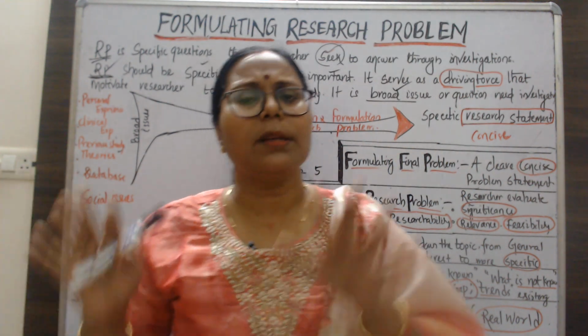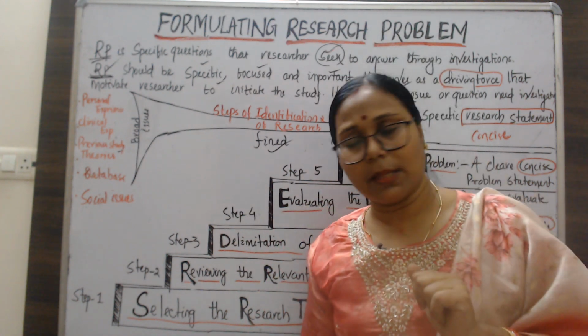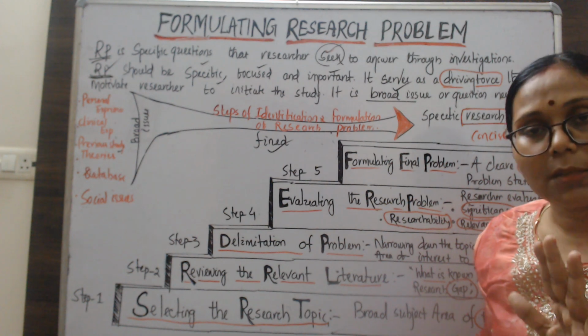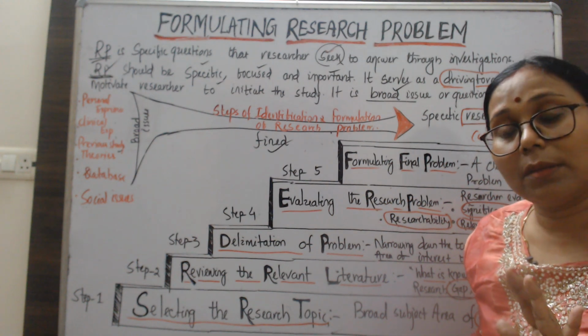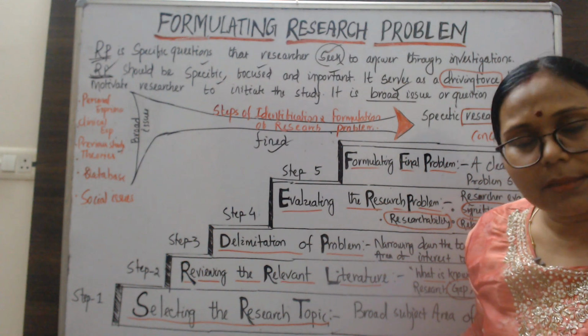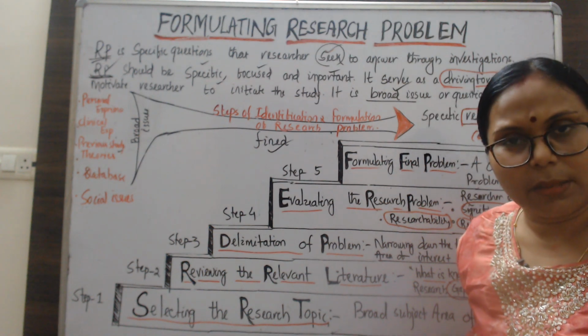Now we will discuss what the steps are. There are about five steps. The first step is selecting the research topic. We select the research topic first because this is the most challenging one. Beginners can't decide which topic to take, or which issue to take for the research problem.